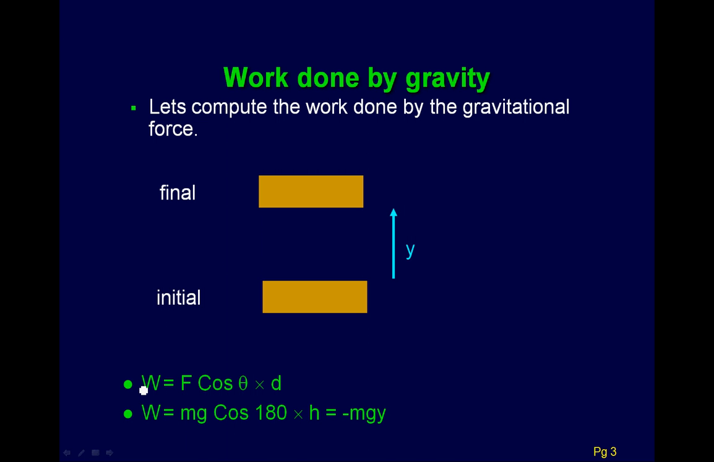And this will be a general situation here. So like I said, you can think about it as being cosine 180. mg is the force. The displacement is that distance, y, the height. And so we get a negative mgy.